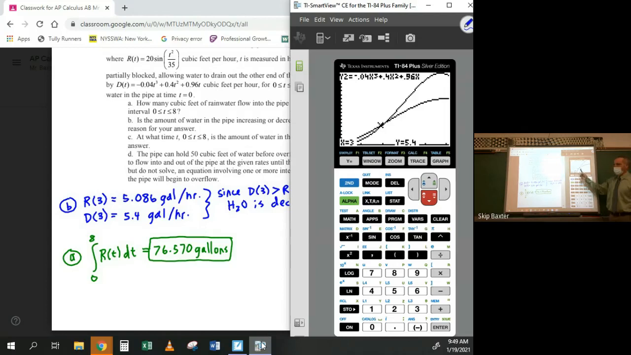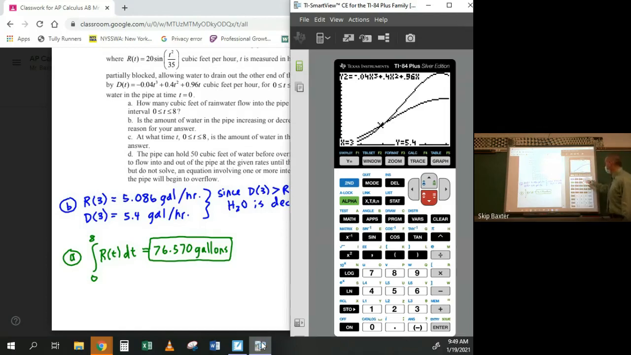So if the amount of water in the pipe is decreasing, right at that moment when they're equal, when the functions cross, the rates are equal, that's when the water's at a minimum, because from that point on, the water starts increasing again. Does that make sense?